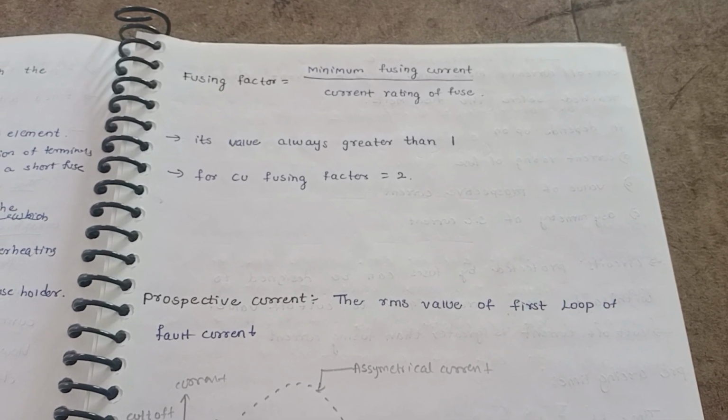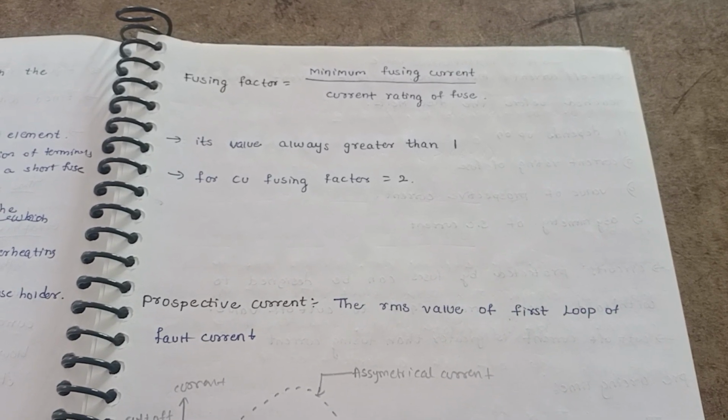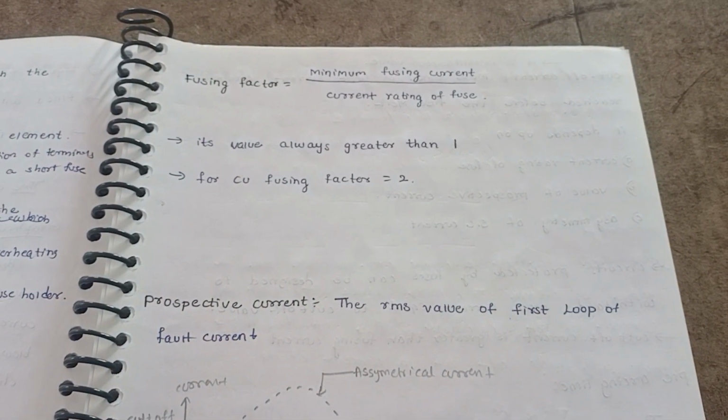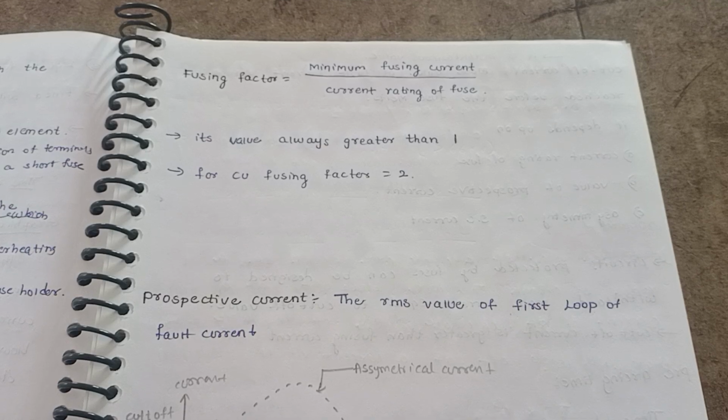Based on the material we use, the fusing factor changes. For copper, the fusing factor is equal to 2.